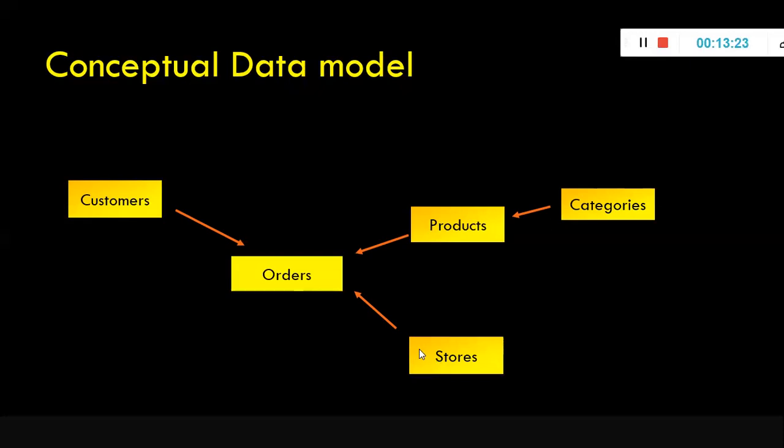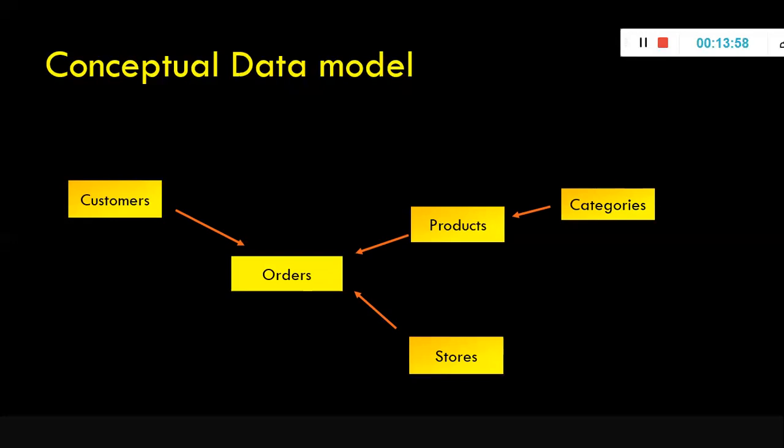A store can have zero or more orders, right? Sometimes a specific store may have been closed, hence there are zero orders. We don't sell anything; recently, we closed it. And a customer can place zero or more orders. And this is the degree of relationship. Basically, one to many, one to one, and many to one relationships need to be defined.